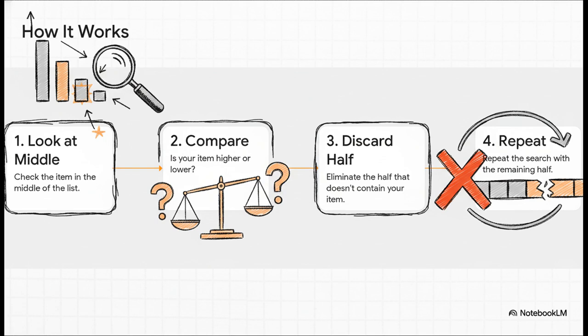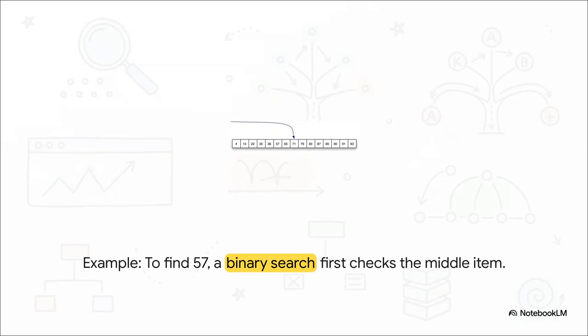2, if that's not it, you just ask yourself, is the thing I'm looking for higher or lower than this? 3, you take the entire half of the list where your item can't be and just get rid of it. And 4, you just do the whole thing again with the half that's left. All right, let's see it in action.